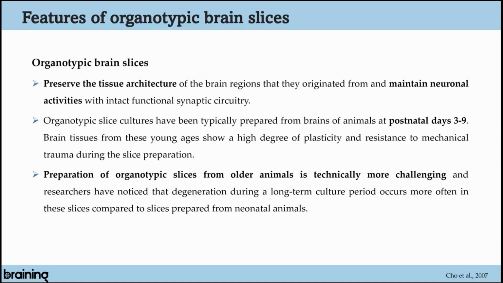So what are the particular features of these organotypic brain slices? They preserve the tissue architecture of the brain regions they originated from, and they maintain the neuronal activities. They have an intact synaptic circuitry. These organotypic slice cultures have typically been prepared from brains of animals at postnatal days 3 to 9, typically 1-week-old pups. Brain tissues from these young ages show a high degree of plasticity, and they are quite resistant to the mechanical trauma that occurs during slice preparation.